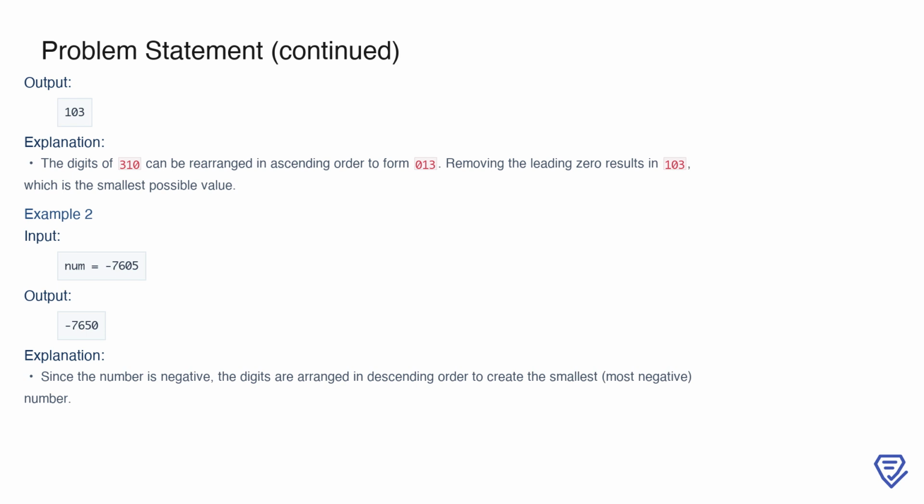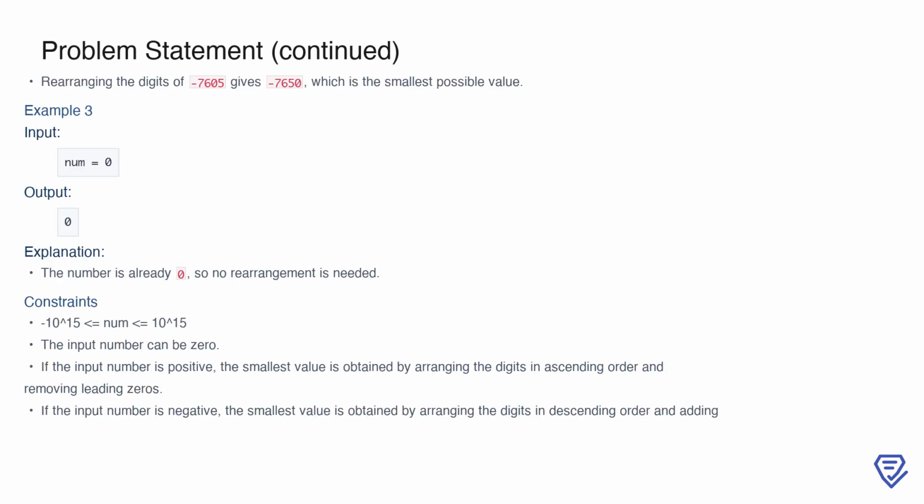Now, in the second example, the input is number equals -7605. Since the number is negative, we need to arrange the digits in descending order to find the smallest, or most negative, value. Rearranging gives us -7650. This is the smallest possible value for the given input. To elaborate, the digits of -7605 are rearranged in descending order, resulting in 7650. After reapplying the negative sign, the output is -7650, which satisfies the requirement for the smallest value.